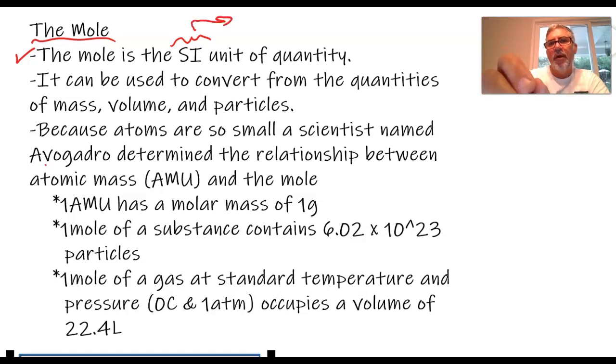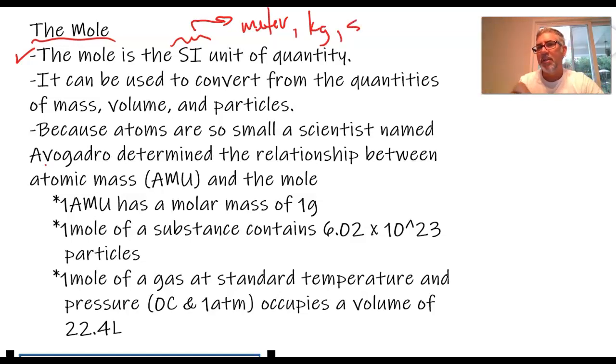For instance, for length we have the meter, because that would be the best length for measuring us. For weight, we'd have the kilogram, which is a standard unit of mass. For time, we'd have the second. And then for quantity, we have the mole.